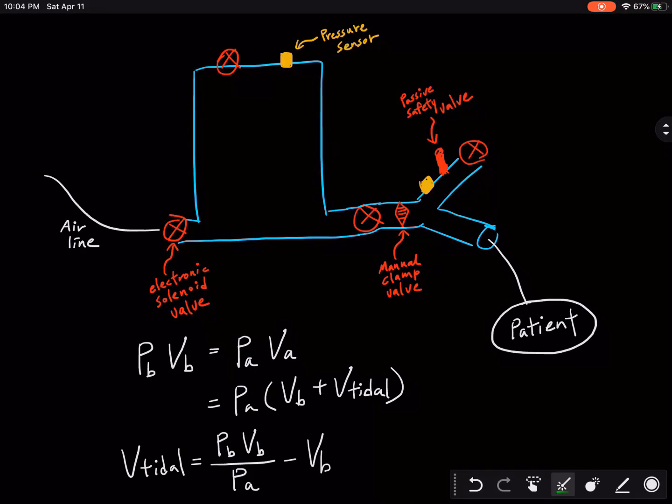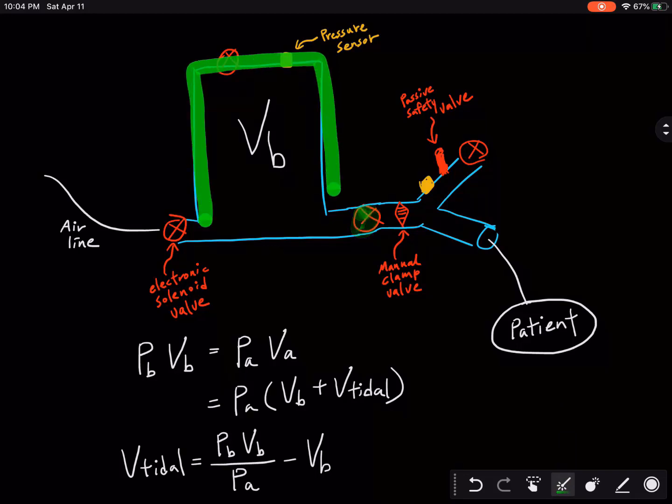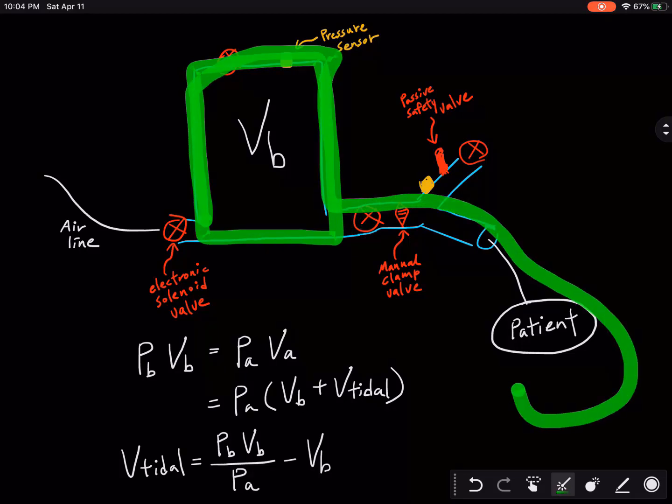So in this design, we take in compressed air from the airline and store it in this Windkessel here. The Windkessel has a volume VB, and it has a pressure of PB that's measured by this pressure transducer. Now when we want to push this air to our patient, this valve opens and the air that's in here expands to fill the patient's lungs.